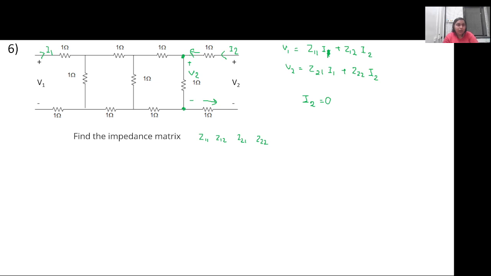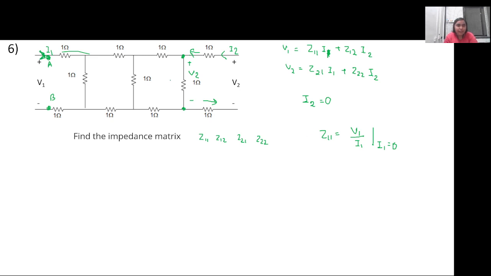So the relation between V1 and I1, since I1 is the only current flowing in the entire circuit, whatever the equivalent resistance will be across this particular terminal will actually be the ratio of V1 by I1. So Z11 is equal to V1 by I1 with I2 equal to 0, right? And V1 by I1 is the resistance across this terminal. Let's say this is AB. So whatever the net equivalent resistance will be, this will be equal to Z11, right? Because there is no other current flowing in it.